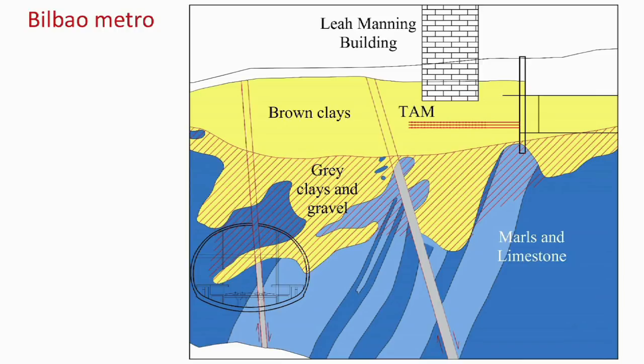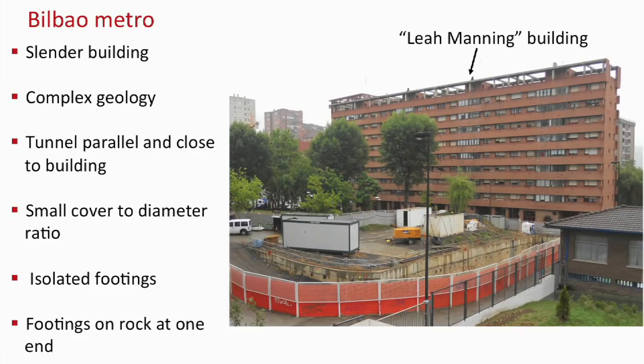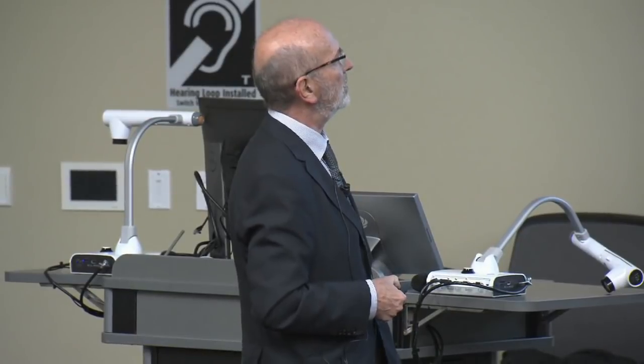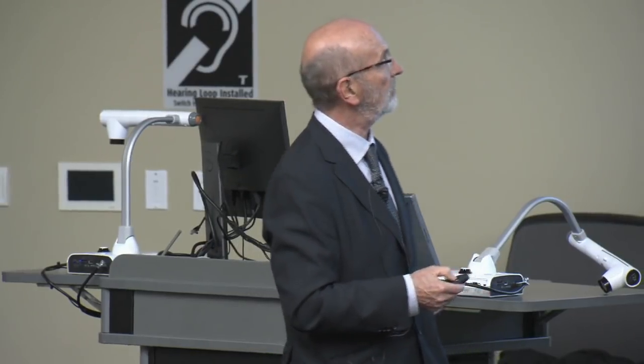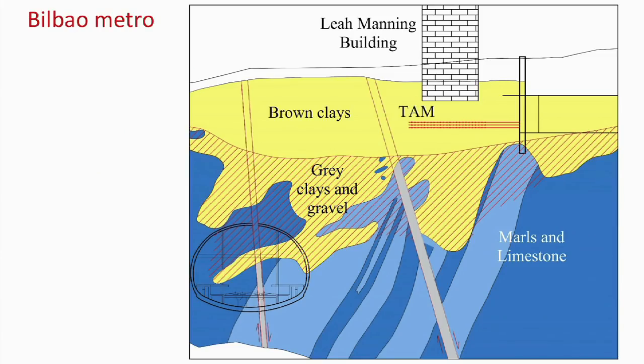Now, just to illustrate that, this case corresponds to the Bilbao underground. Bilbao is a city in the north of Spain. This is the situation. This is this slender building here, and a tunnel was actually being built, and not only a tunnel, but a station parallel to this facade of the building. The geology was quite complex, and the tunnel was relatively close to the foundation. This building was founded on isolated footings, and one end was on rock, which is not a very nice situation, but this was the foundation of this building. So here is the station, and you can see the complications here.